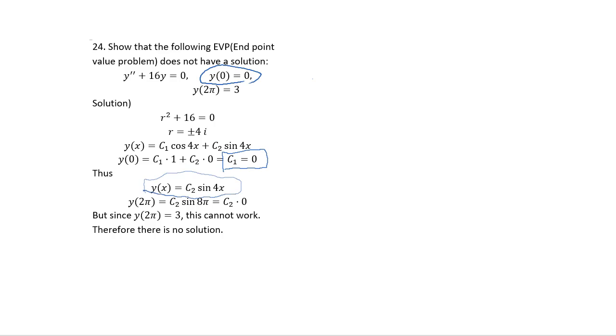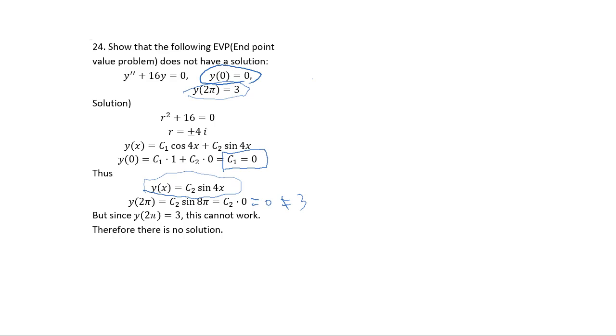But if y is c2 sine 4x, then you have y of 2 pi as c2 sine 8 pi, but sine 8 pi is 0, so you're forced to have 0. That's not good because we want y of 2 pi to be 3, and that's not the same as 0. So there's a contradiction. Once you have c1 as 0, it's impossible to make y of 2 pi anything other than 0. Therefore, there can't be any solution.